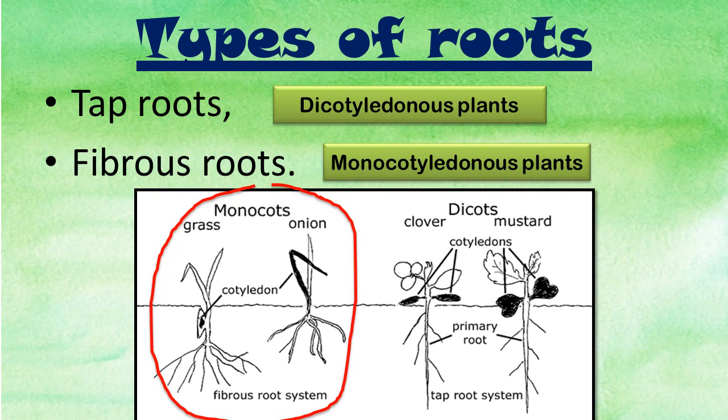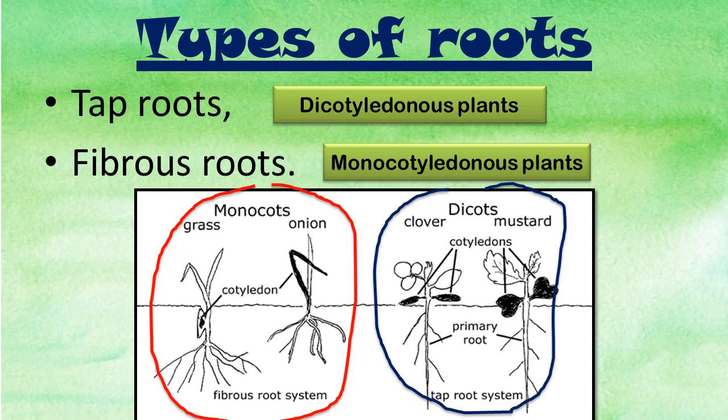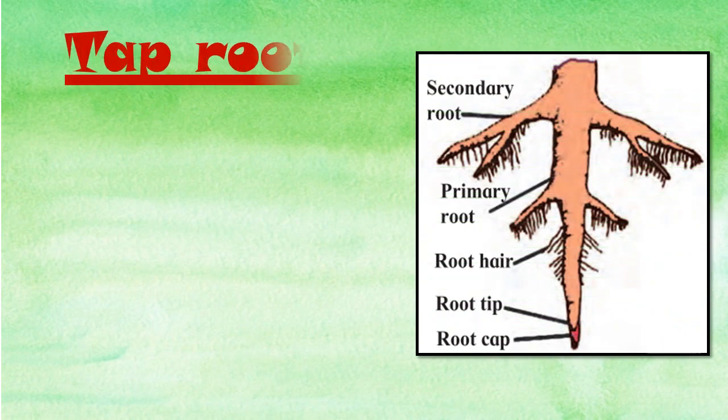In a taproot you can observe one main root, and around the main root there are different hair-like roots present. So this is a taproot system in dicot plants, and a fibrous root system is present in monocot plants. Now let's move further.